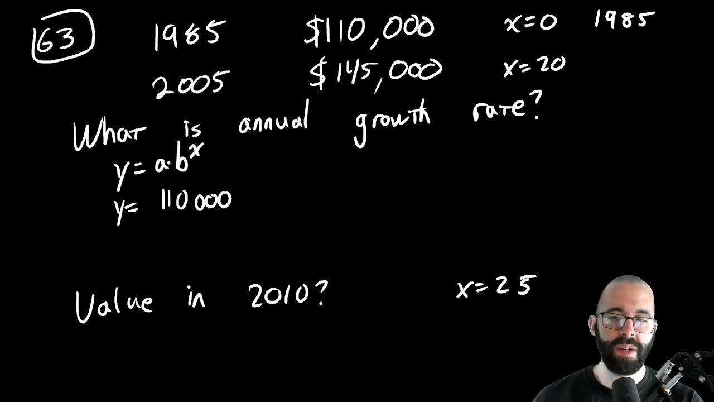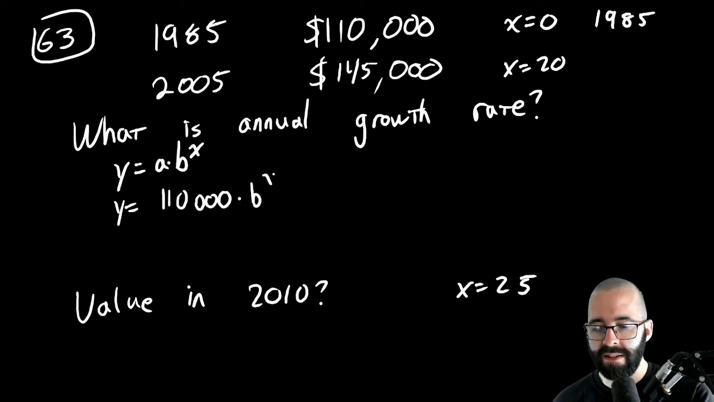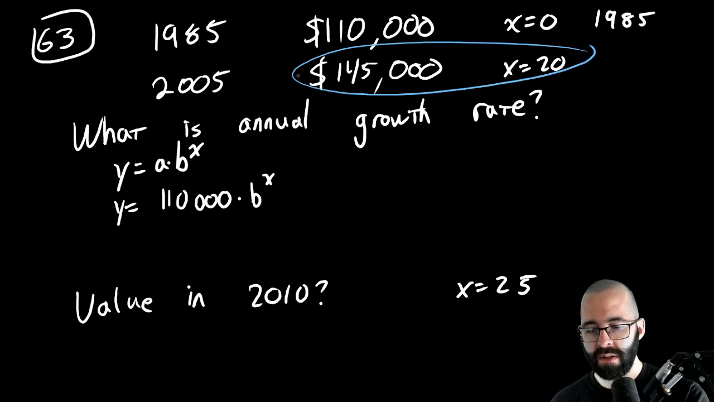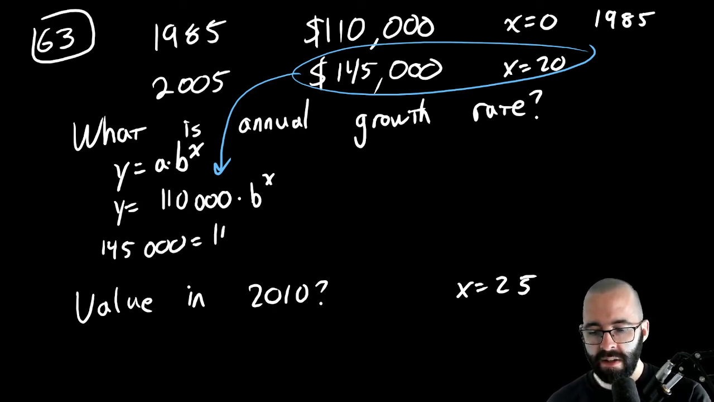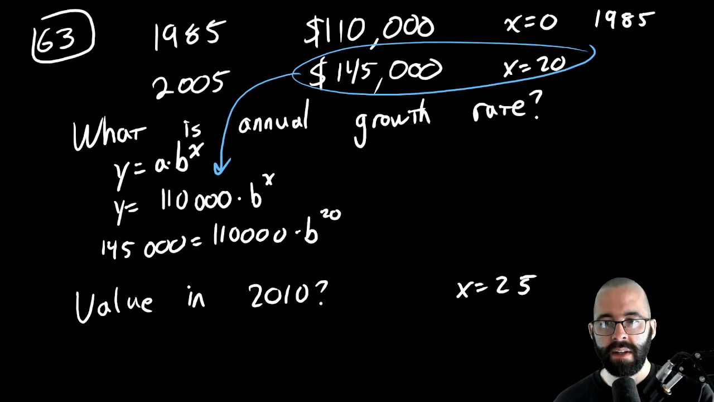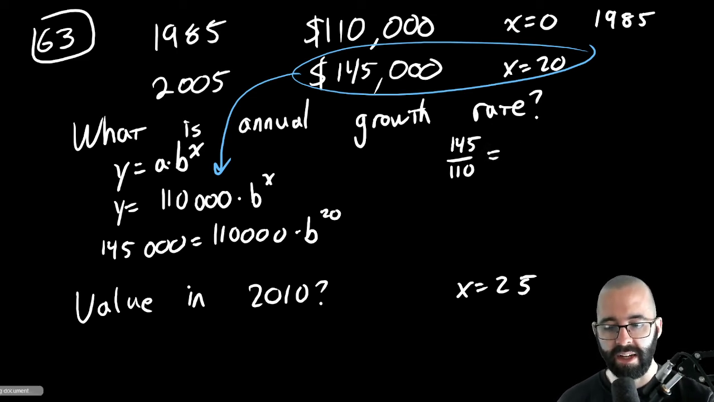You can also simplify a little bit by having Y be in thousands of dollars, but we don't need to do that. And now all we do is plug in this point to solve for B. So Y is $145,000. A is $110,000, and X is 20. So divide over $110,000, you're going to get 145 over 110. That simplifies more. I just canceled the zeros. Simplifies more, but we're going to use a calculator anyway.